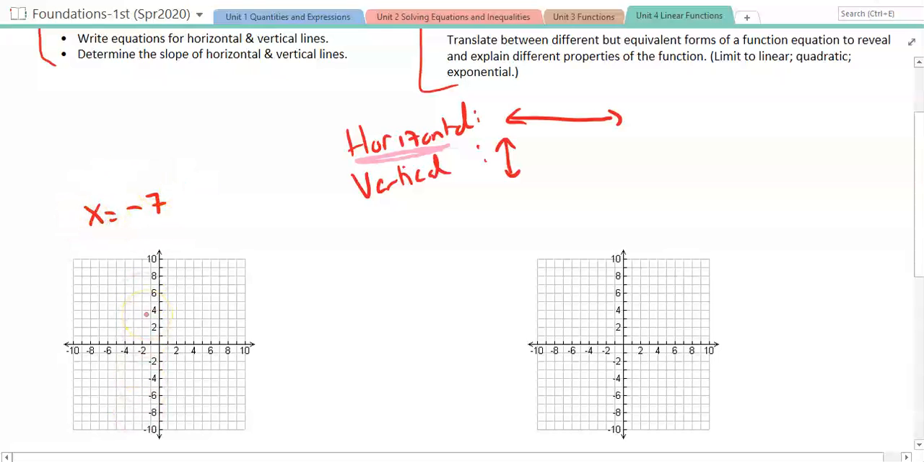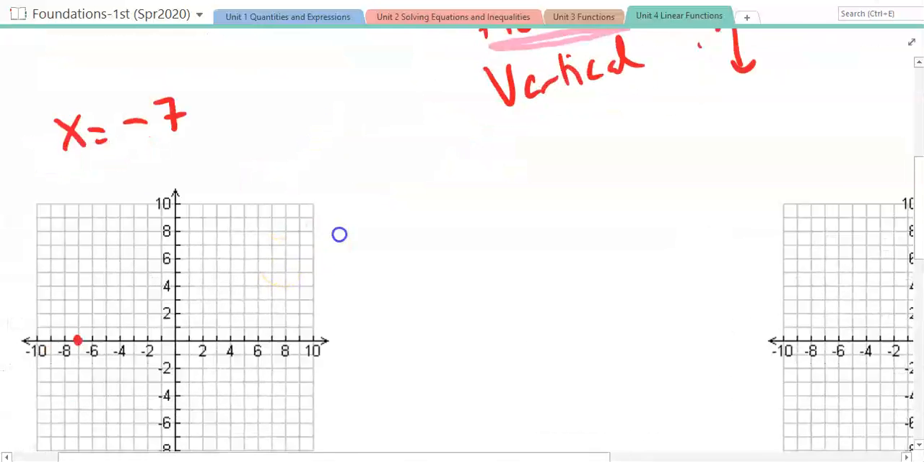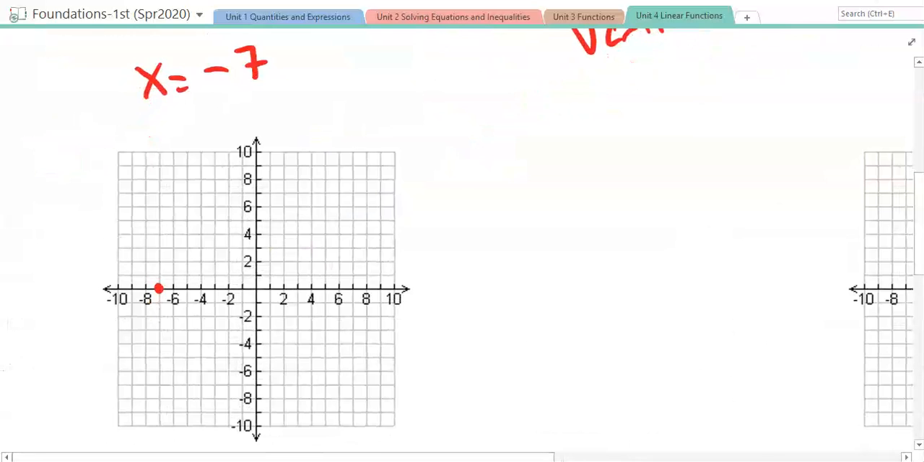When x is equal to -7, what that means is that my line will cross the x-axis at -7. So put a dot there. But where else is x equal to -7 in this problem? Well, think about ordered pairs for a second. I'm going to blow this graph up a little bit. Think about where else x might be -7.